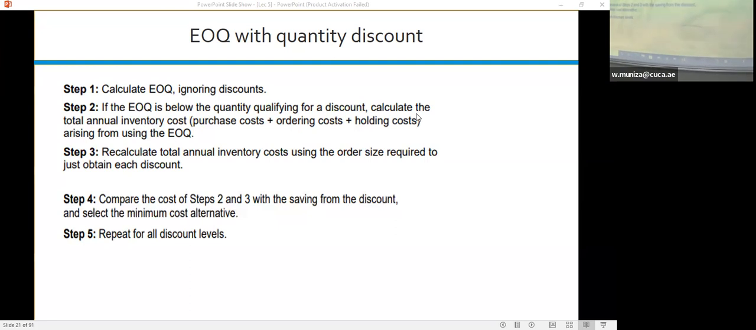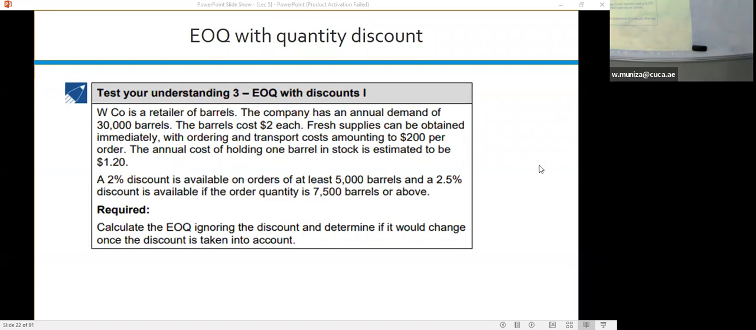They have written these steps. First, you have to calculate the EOQ in the normal way, ignoring discounts. Then you are going to calculate with discounts, and then you are going to compare the results. And whatever benefits you are having, you are going to take that. Here is an example. We are going to do that so that we can understand the concept.